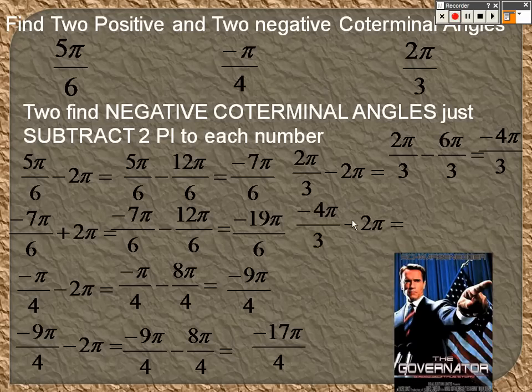So next up is take that negative 4 pi over 3 and minus 2 pi. So when I do that, I end up with the common denominator 3, so that's 6 pi over 3. So negative 4 over 3 minus 6 over 3, negative 10 over 3.